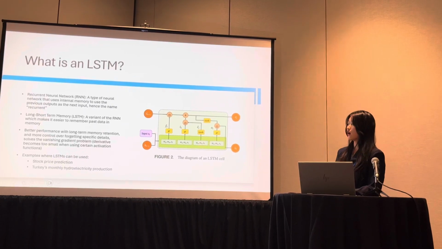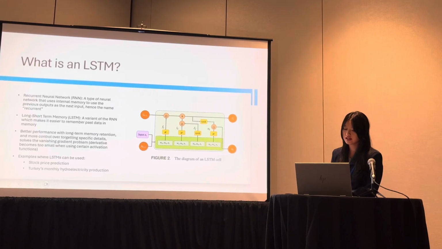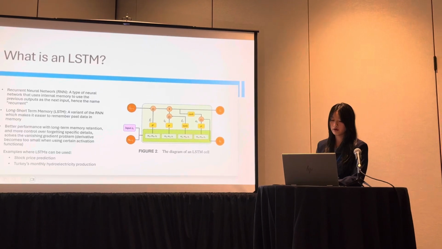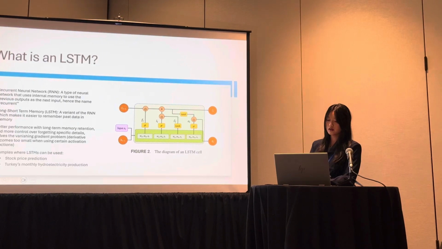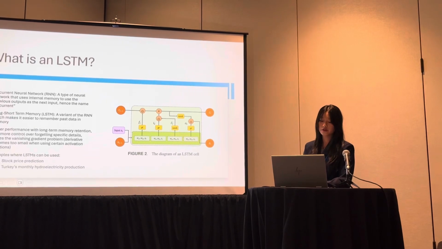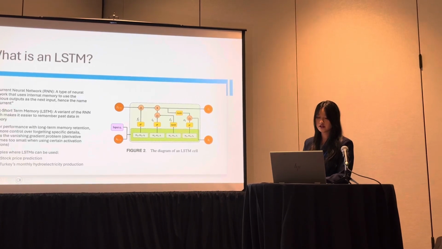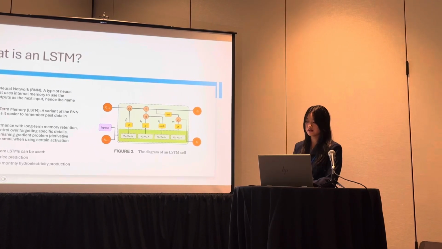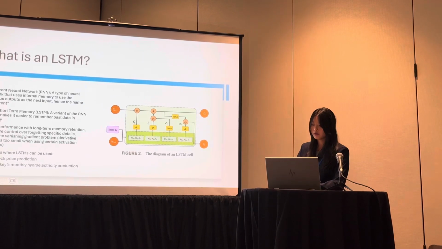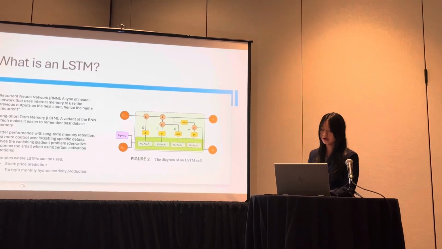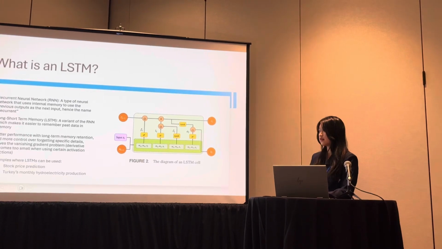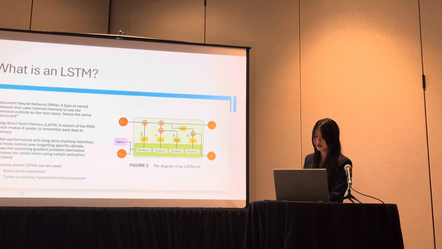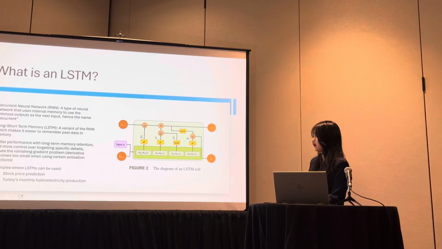A variant of the recurrent neural network, or RNN, is the LSTM, or the long short-term memory network, and it makes it easier to remember past data in memory. So it has better performance in long-term memory retention, more control over forgetting specific details, and solves the vanishing gradient problem, which is when the derivative becomes too small during certain activation functions in the RNN. There's a wide range of use cases for LSTMs, but some of the things that I thought were interesting is that it can be used in stock price prediction and also Turkey's monthly hydroelectricity production. And this is a diagram of an LSTM cell in figure 2.